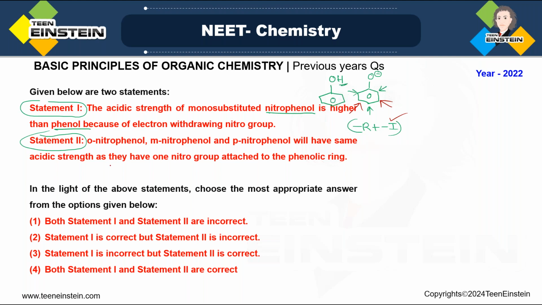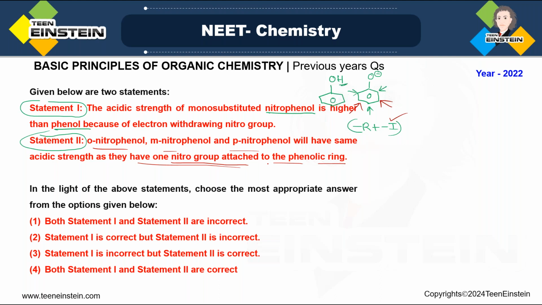In statement 2, it is saying that ortho-nitrophenol, meta-nitrophenol, para-nitrophenol, that means 3 different types of substitution, will have the same acidic strength as they have one nitro group attached to the phenolic ring. So this is the logic. It is saying that all of them will have the same acidic strength, and as the explanation it is giving, because they are having only one. But see, depending on the position of the NO2 group, the acidic strength will differ. So the second statement you cannot say is correct. The first statement is only correct. So statement 1 is correct, but statement 2 is not correct.